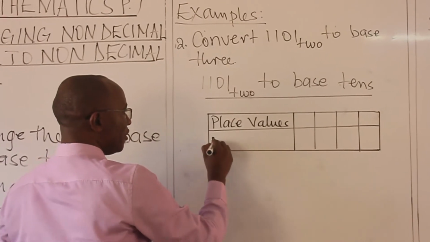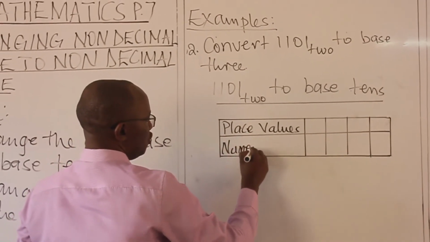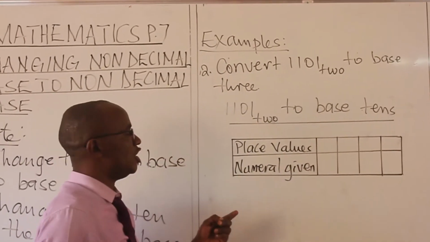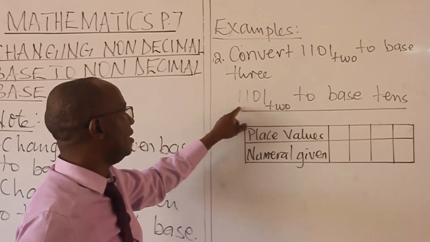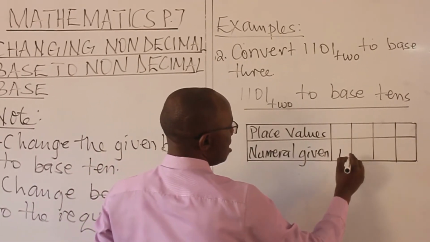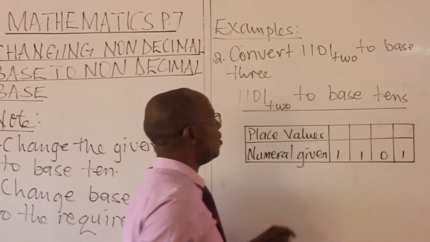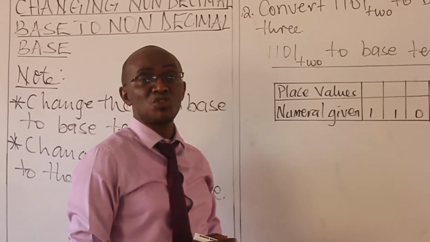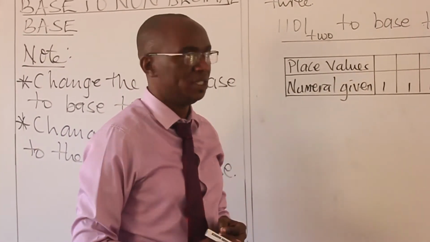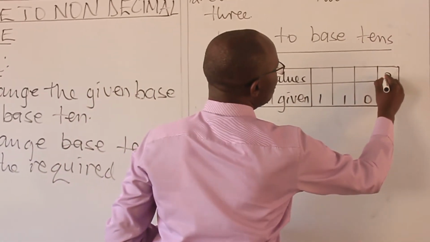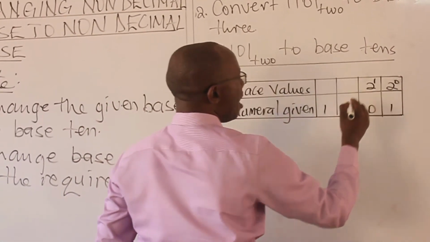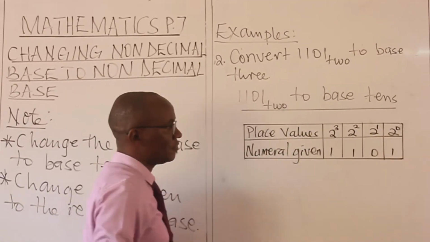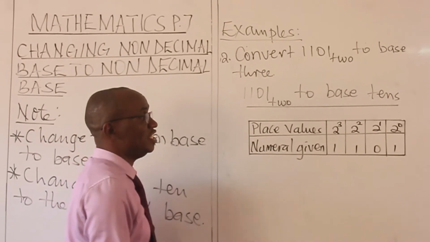Then we have the numeral given down. Then down we fill the numeral given. The numeral given is a 4-digit number. So that is 1, 1, 0, 1. Now, the given base is base 2. Since the given base is base 2, we are using powers of 2. So now we shall start with 2 raised to the power 0, 2 raised to the power 1, 2 raised to the power 2, and 2 raised to the power 3. So now we expand to change to base 10.